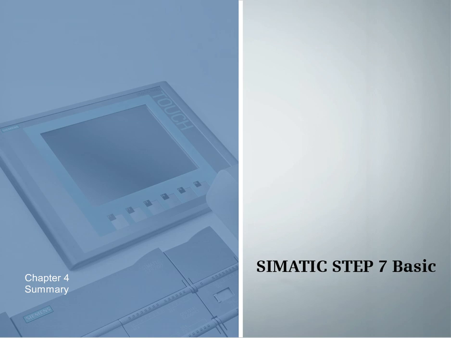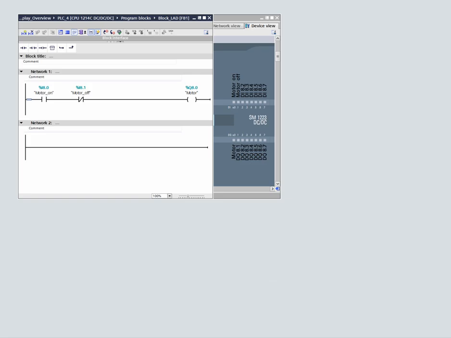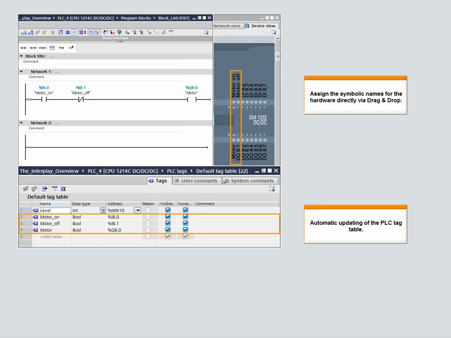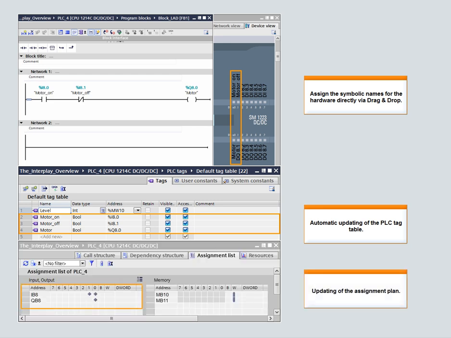Chapter 4. Summary. The perfect interplay of the editors is demonstrated by the displayed functionalities. Assign the symbolic names for the hardware directly via drag and drop. Automatic updating of the PLC tag table. Updating of the assignment plan.